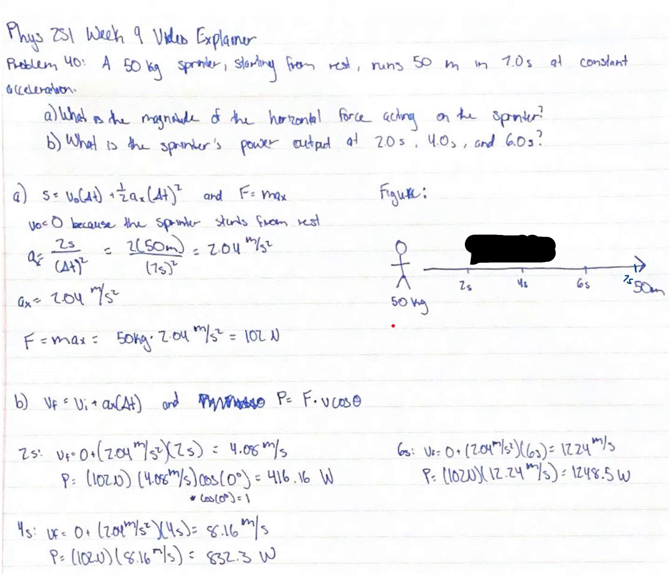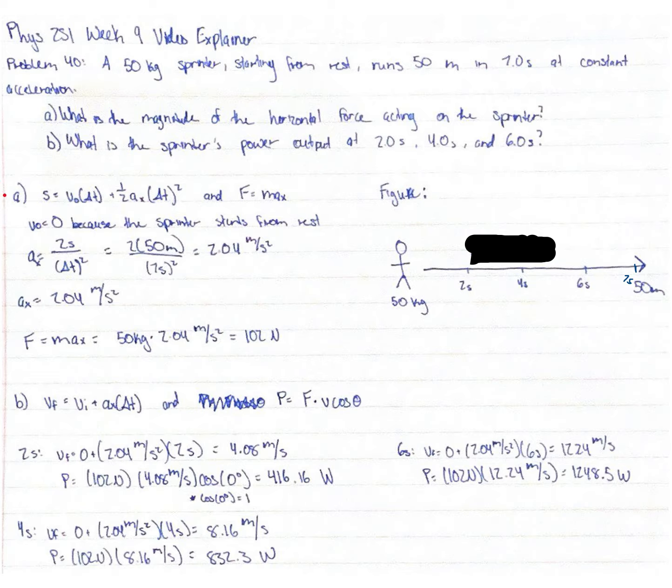Down here, I've drawn a little figure of our sprinter starting from rest, and then they're going to accelerate at a constant rate until they reach the 50 meters after 7 seconds. I've also illustrated the 2, 4, and 6 seconds because this is where we'll be determining the sprinter's power output at these specific times.